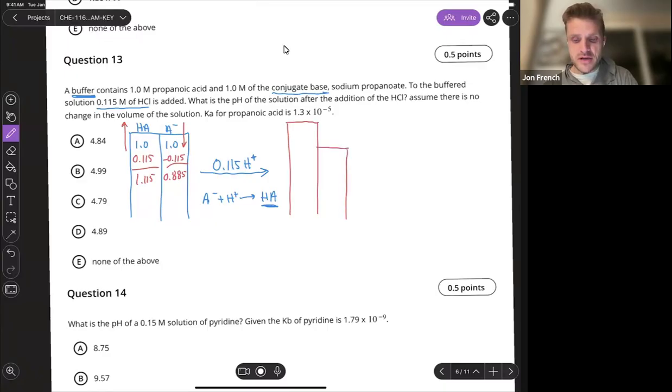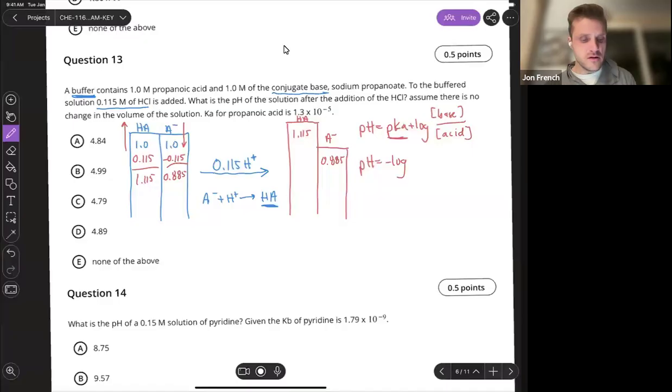Both concentrations need to change. And after the acid reacts, I'm left with 1.115 of my acid and 0.885 of its conjugate base. Now I can use the Henderson-Hasselbalch equation to find the pH of this solution, right? pH equals pKa plus the log of my base over my acid. So pH equals, remember, pKa is the negative log of my Ka value.